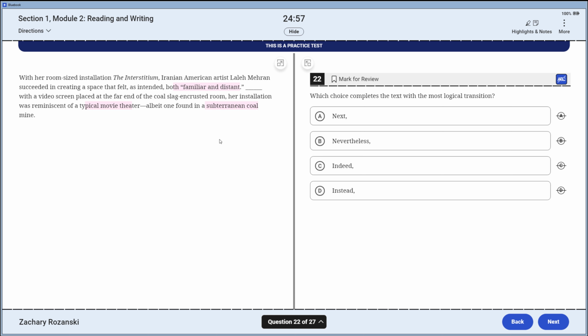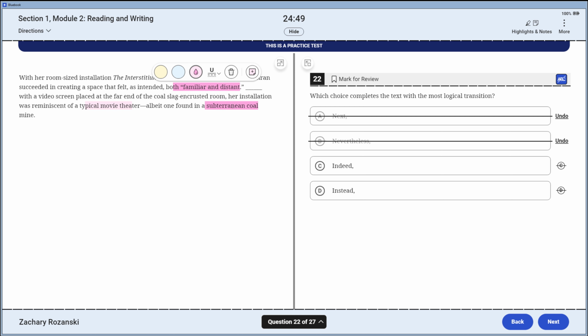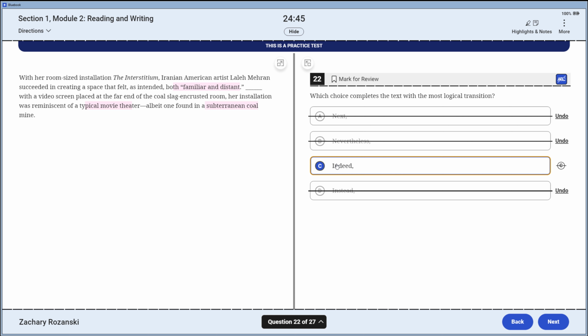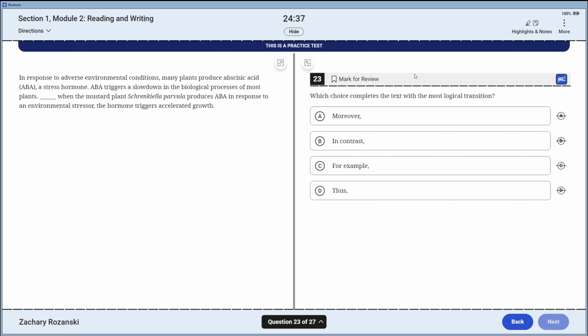It's not an example because it's a specific thing. Next is "consequently." That doesn't make sense. "Nevertheless" describes some sort of crazy contrast, but this is that thing, and "instead" is wrong for the same reason as "nevertheless." "Indeed" wins. Indeed, her installation was typical of a movie theater. It's like restating the thing, kind of amplifying it a little bit. Fine, whatever. I'll pick it, move on.